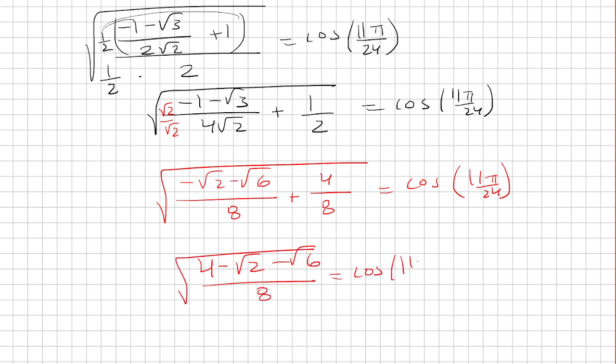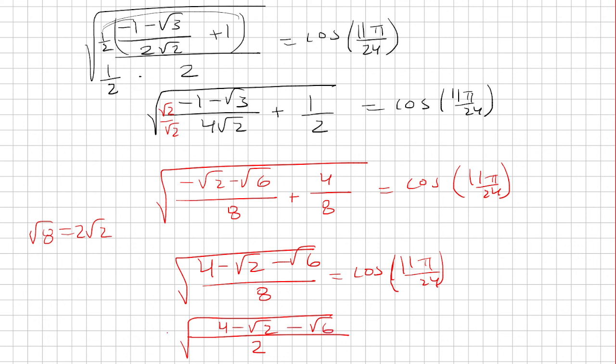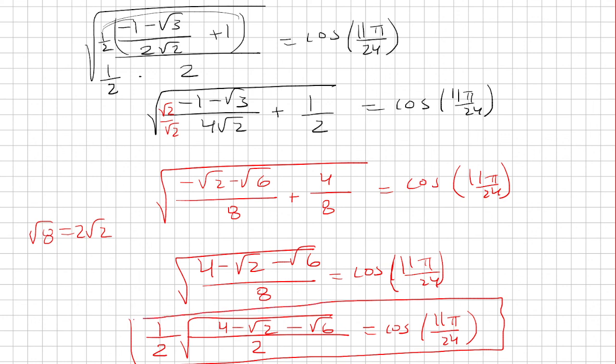And really, if I want, I can factor out a 2. So like square root of 8 is 2 root 2. So I can just have, let's see, 2 inside. It'll be 4 minus root 2 minus root 6. And then we'll have a 1/2 outside. So really, this is the most simplified, so we'll just leave it as this as our final answer.